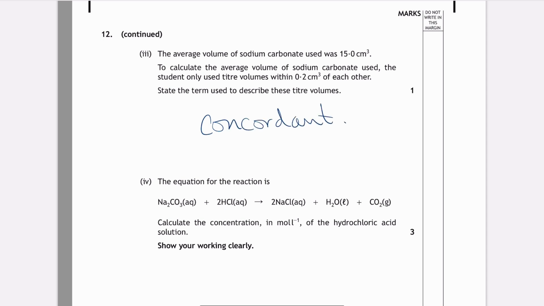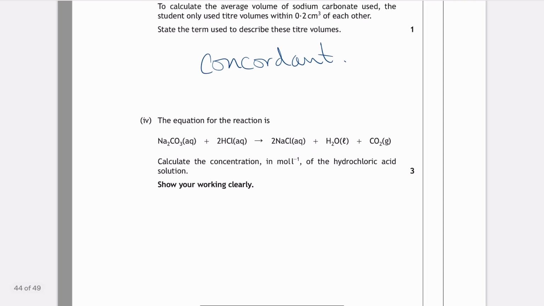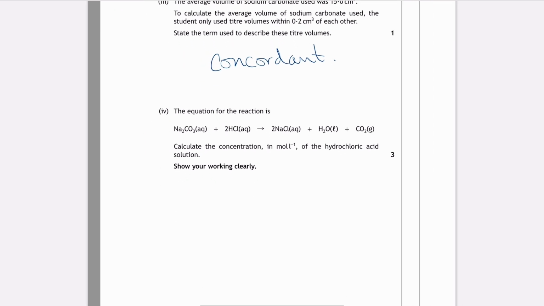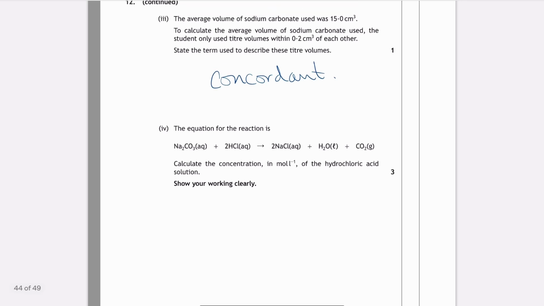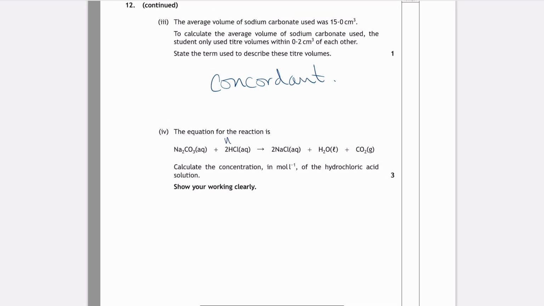That's another word you need to know the definition of. So again, maybe something to get on a flashcard. Concordant results are always within 0.2 centimetres cubed of each other. Then we've got our titration calculation. So we're trying to work out the concentration of hydrochloric acid. So that's this one here.